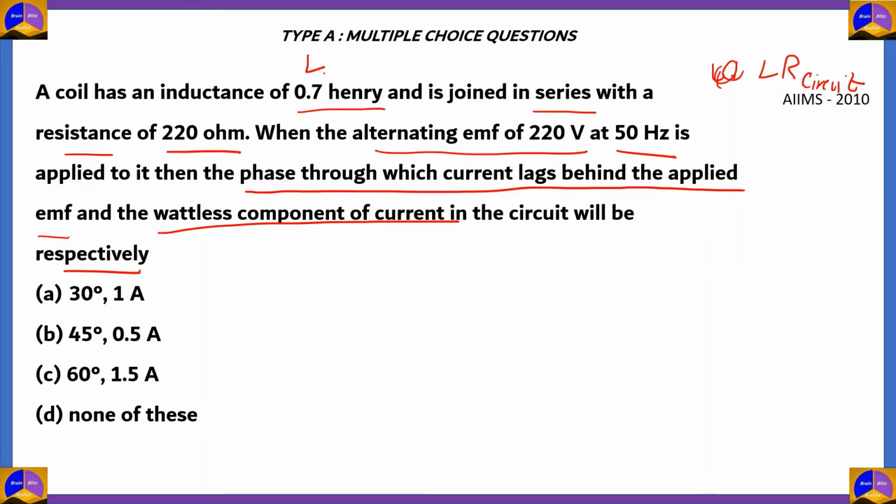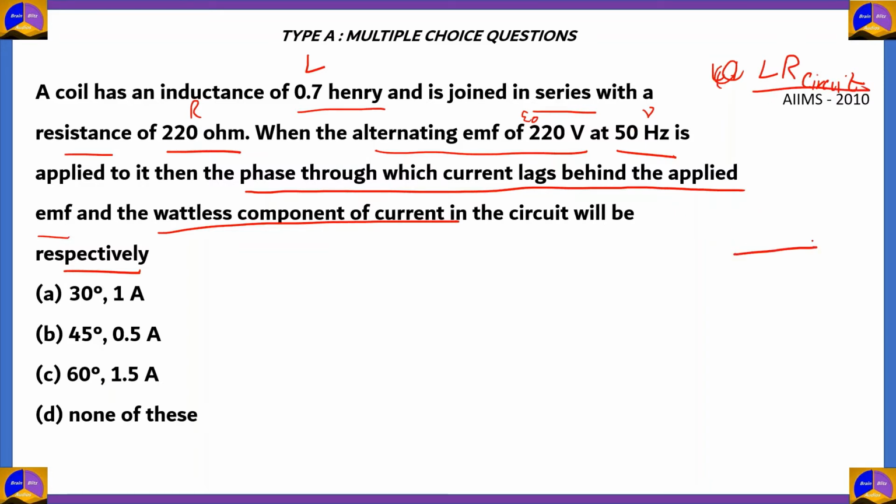The value for L is 0.7 Henry. The value for R is 220 ohms. The value for E naught, or alternating EMF, is 220 volts. And the frequency of alternation is 50 hertz. And remember, we're dealing with an LR circuit.